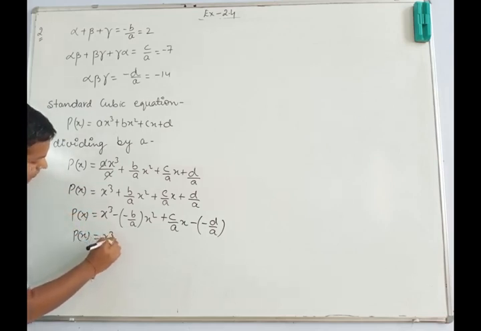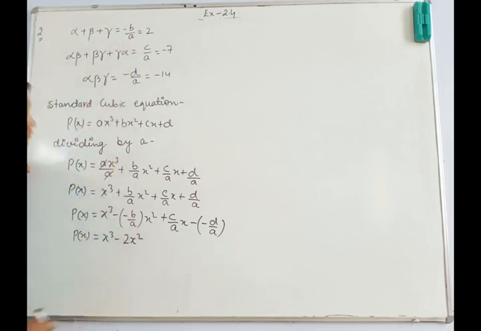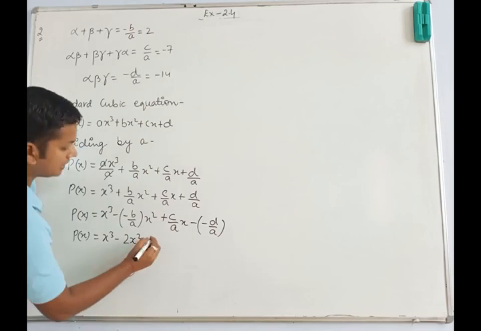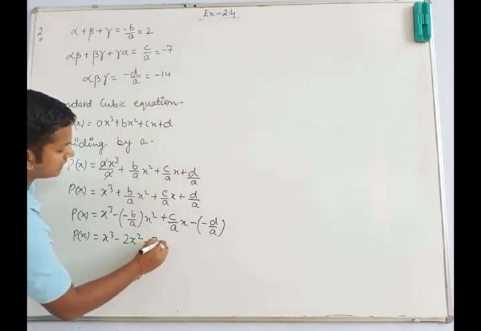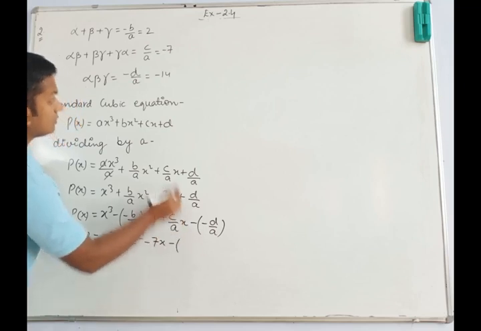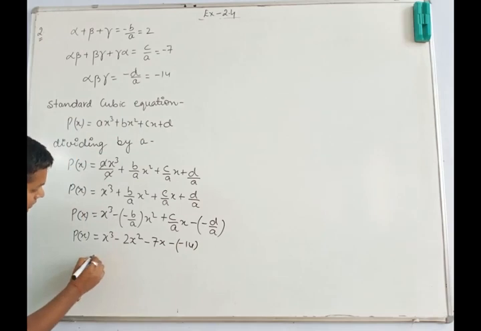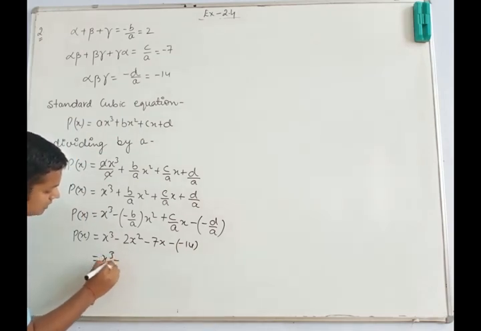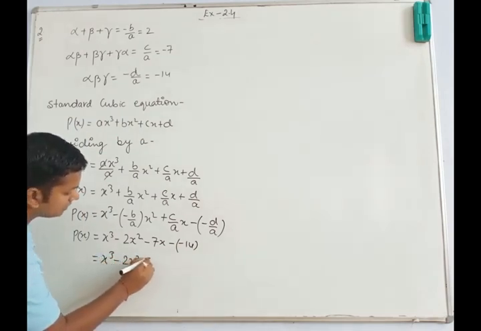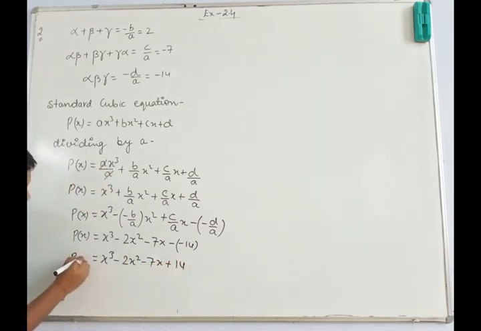x cube minus b upon a is what? 2, so minus 2x square. c upon a is what? Minus 7, so minus 7x. Minus d upon a is what? Minus 14, so it will become plus 14. So now the polynomial is x cube minus 2x square minus 7x plus 14. So this is the required polynomial. So this is the answer of the second question.